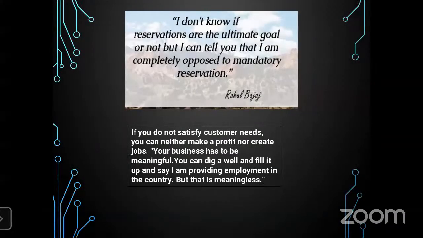Now, a quote from Bajaj. I don't know if reservations are the ultimate goal or not, but I can tell you that I am completely opposed to mandatory reservations. It means if you do not satisfy customer need, you can neither make a profit nor create a job. Your business has to be meaningful. You can dig a well and fill it up and say I am providing employment in the country, but that is too meaningless. So that's from my side.